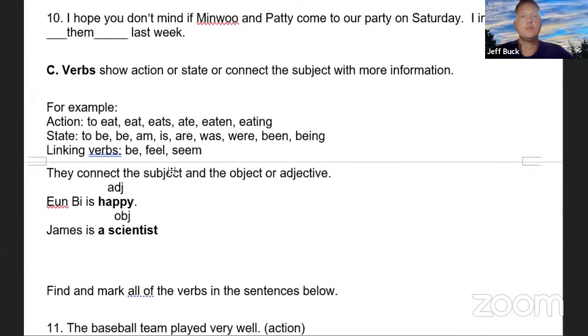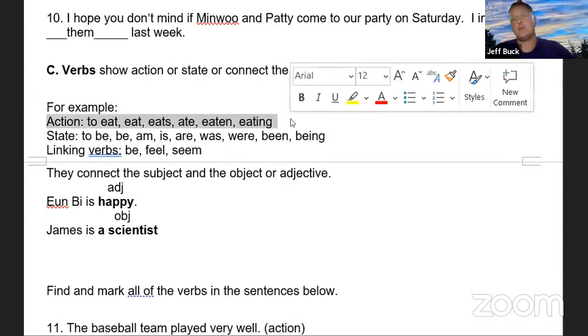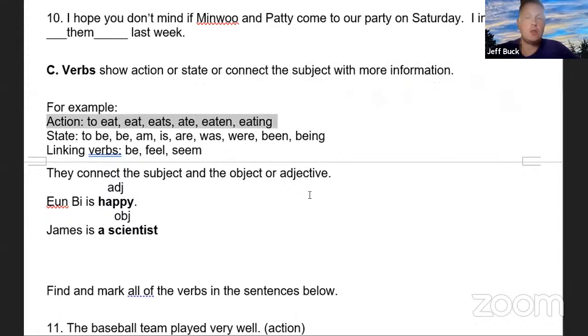All right, good. Let's go on to verbs. Verbs show action normally, but also state, meaning they connect the subject with more information. So, for example, action verbs would include eat, cook, study, go, run, talk, etc. And you'll see them in different forms, like to eat, eat, eats, ate, eaten, eating. Then you have state verbs like be, feel, seem, look.